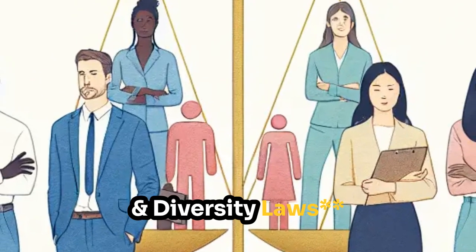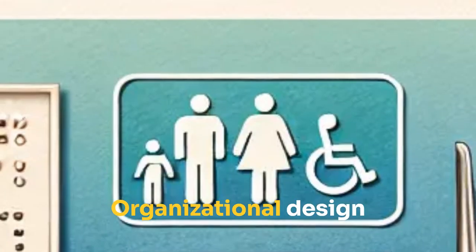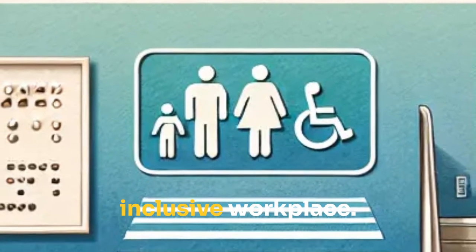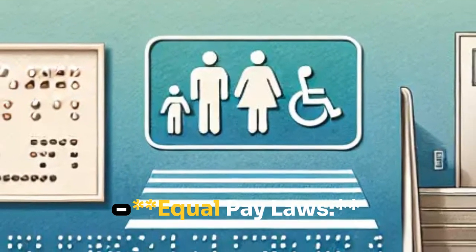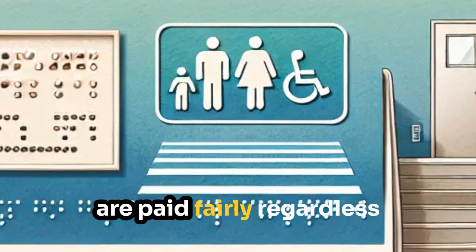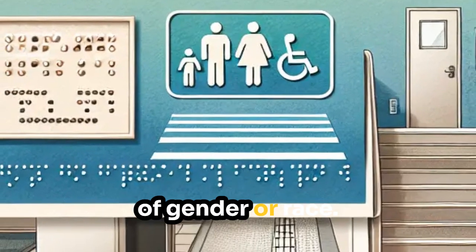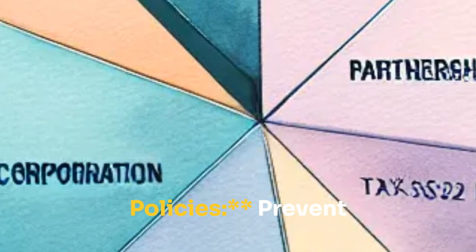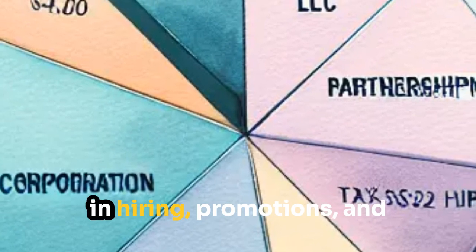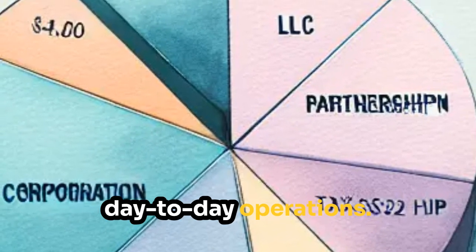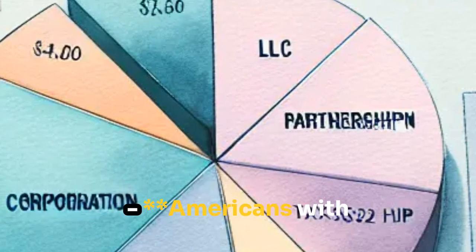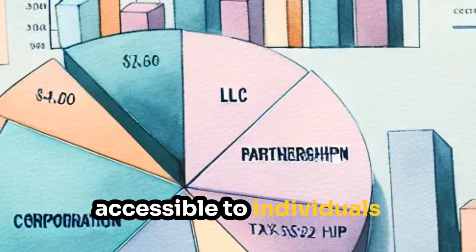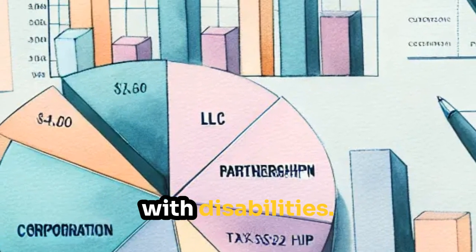4. Anti-discrimination and diversity laws. Organizational design should promote equal employment opportunities and an inclusive workplace. Ensure that employees are paid fairly regardless of gender or race. Inclusion and anti-discrimination policies prevent workplace discrimination in hiring, promotions, and day-to-day operations. The Americans with Disabilities Act requires workplaces to be accessible to individuals with disabilities.